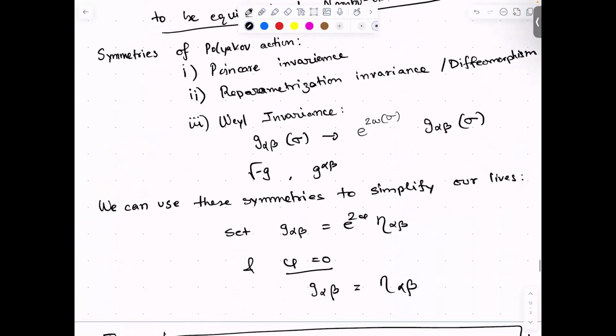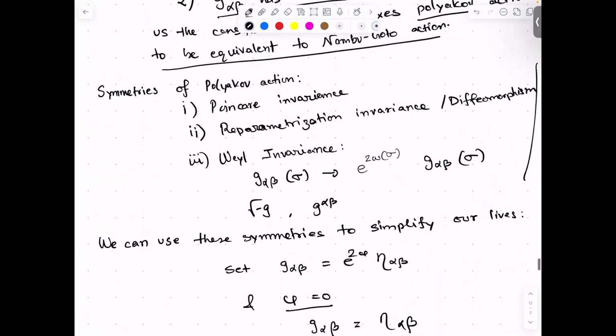With that, we say that the symmetries of the Polyakov action are Poincare invariance, of course, since for a relativistic string, relativity should be built in, and parameterization invariance, physics independent of coordinates. That should make sense, because I can use a coordinate, and someone else uses a different coordinate, and we're dead. Physics should be invariant under different coordinates. And then Weyl invariance, this is something that we never saw.